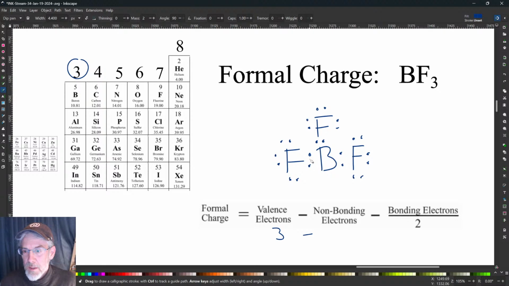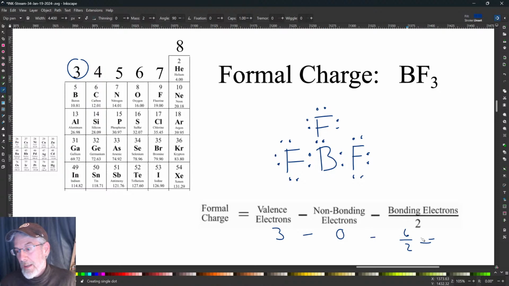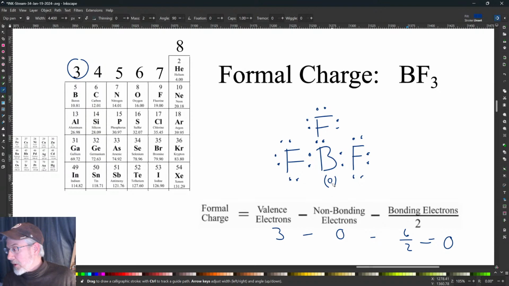So we have 2, 4, 6 non-bonding. Oh, I'm sorry. These are non-bonding. There are none. All of these are in chemical bonds. So we have 0. And it's the 6 of them that are in the bonds. 6 over 2. So 3 minus 0 minus 3 is 0. So you'd write 0 for the formal charge there.